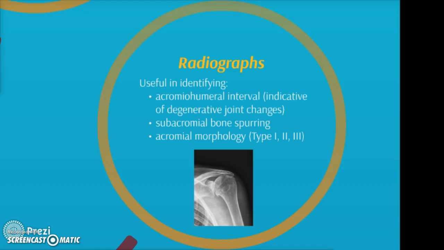X-rays can also be useful in identifying acromial-humeral interval, which is indicative of the degenerative joint changes, subacromial bone spurring, if there's any at all, and they also take a look at acromial morphology, such as type 1, type 2, and type 3 acromion, with type 1 being the flattest type of acromion and least likely to be impinged upon, and type 3 being most closely linked to shoulder impingement.